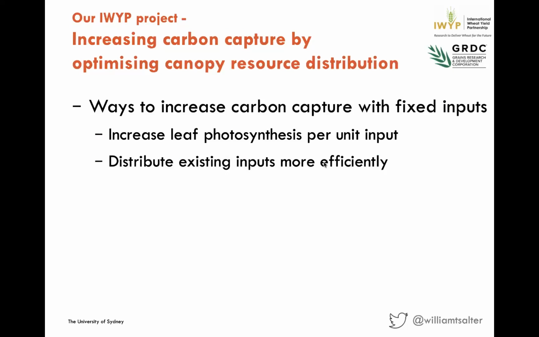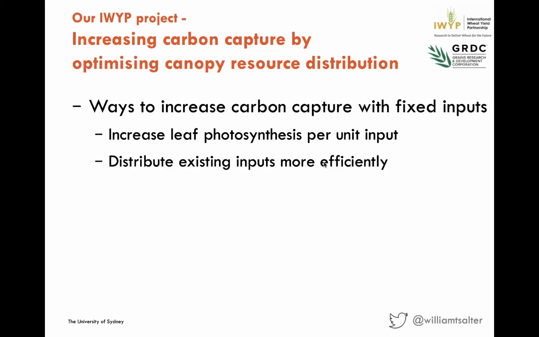So first off, this paper came out of a much larger project. We have an International Wheat Yield Partnership project. The IWYP is a CIMMYT-run program looking to increase yield potential by looking at traits that maybe haven't been looked at in the past. In our project, we were looking to increase carbon capture of wheat by optimizing whole canopy resource distribution.